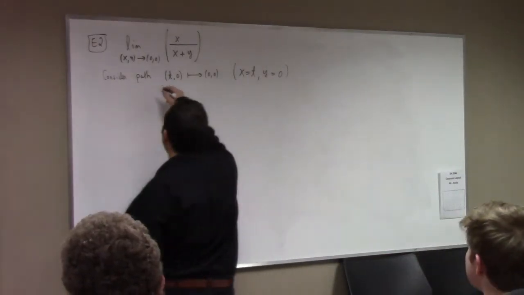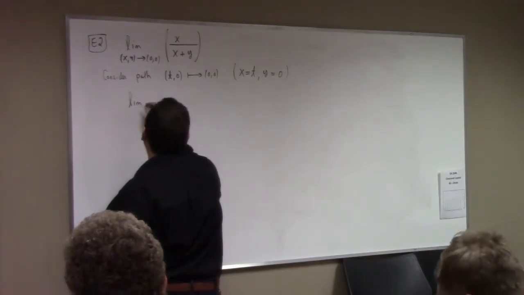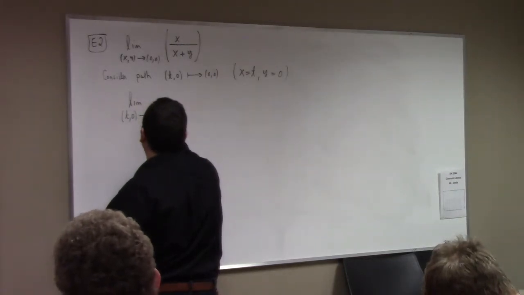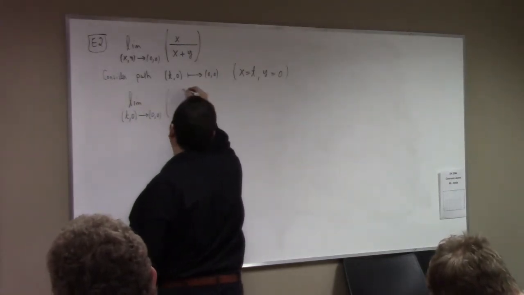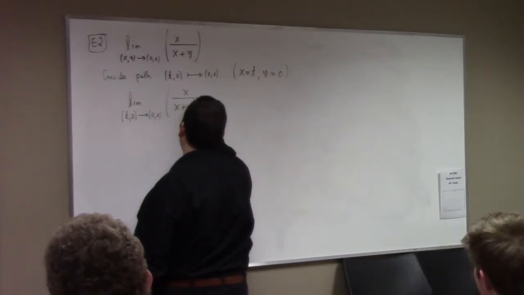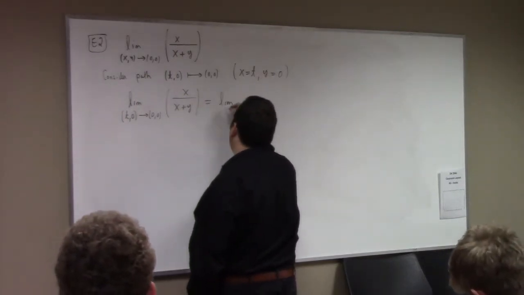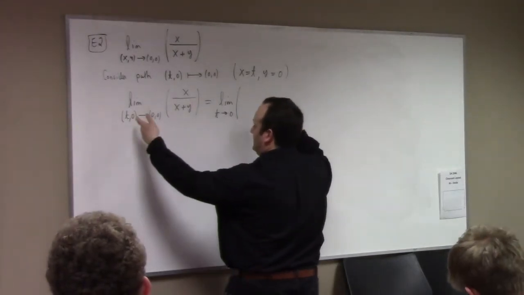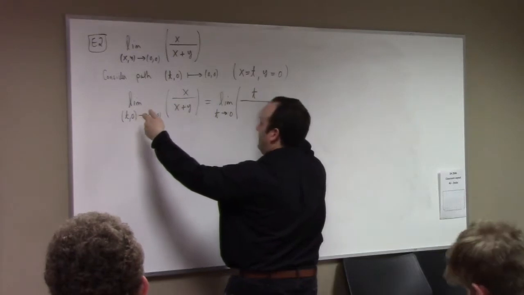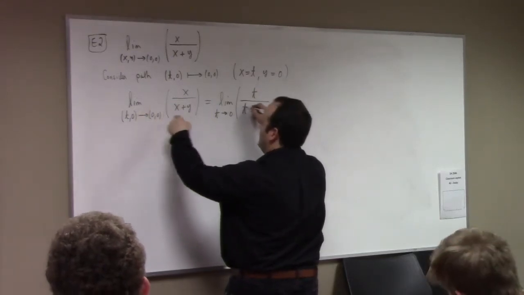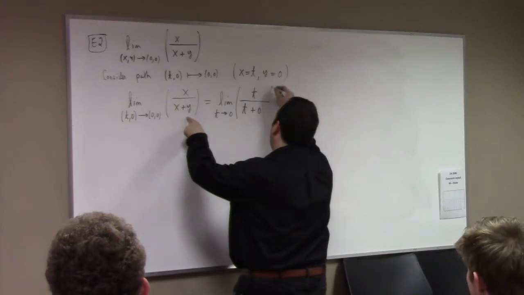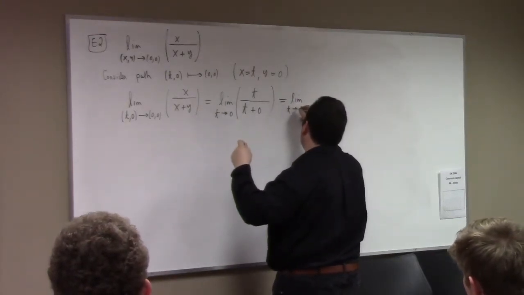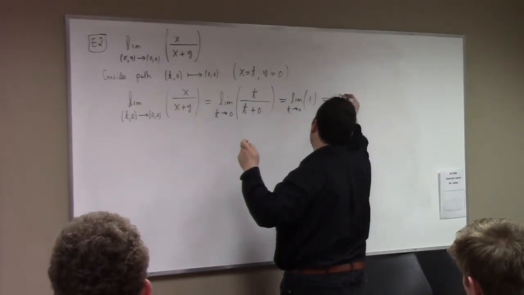So if we go look at the limit of t, 0 maps to 0, 0, of x over x plus y, what's that equal to? In other words, the limit as t goes to 0 of what? I plug in x equals t, y equals 0. We get the limit, the t's cancel. So the answer is 1.